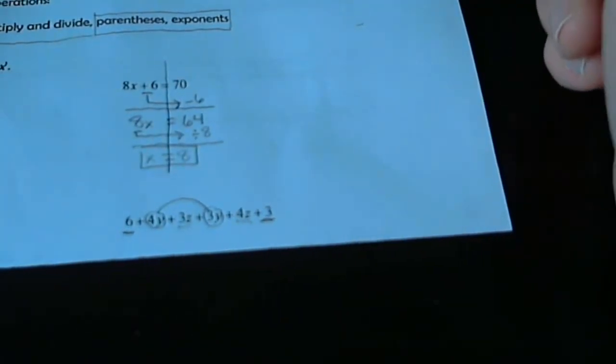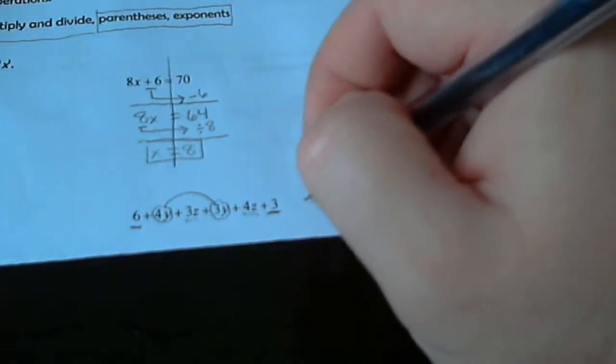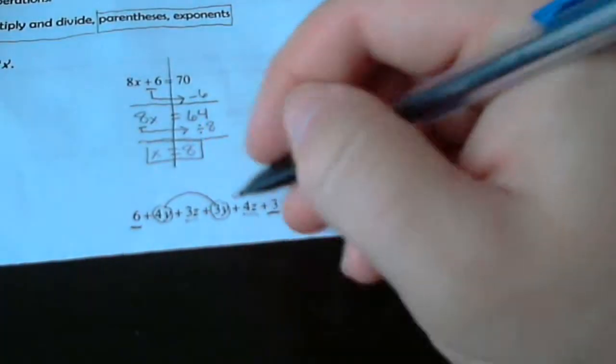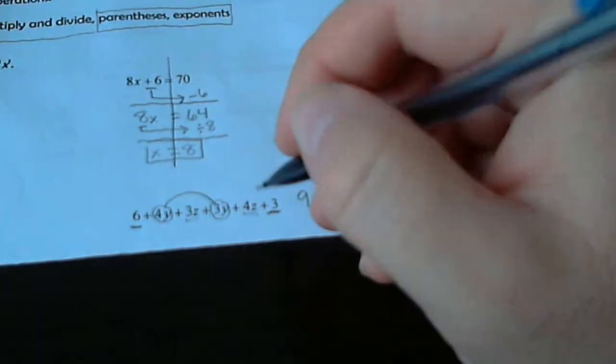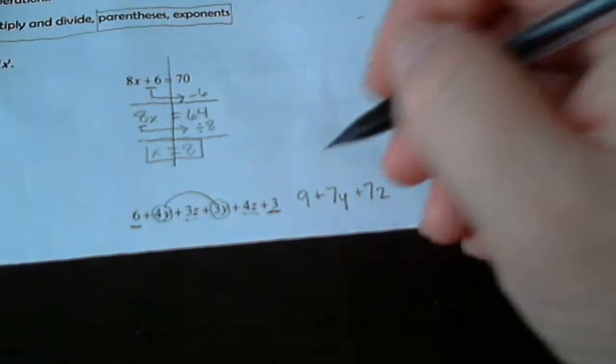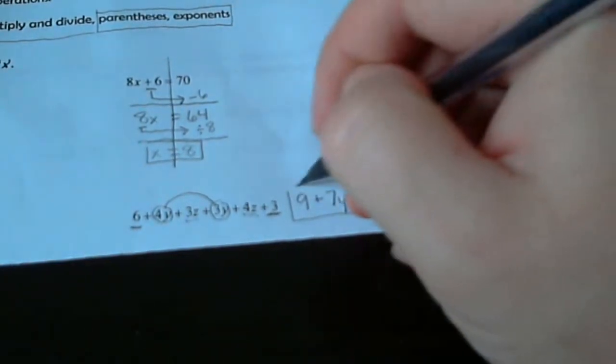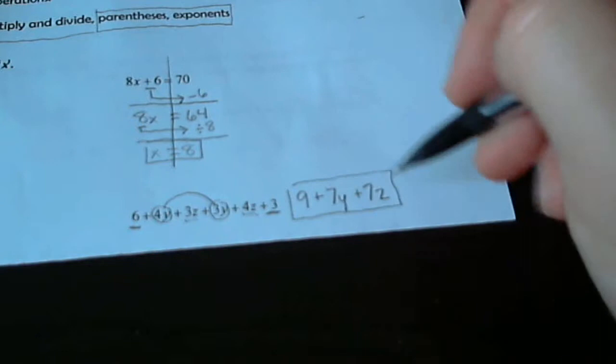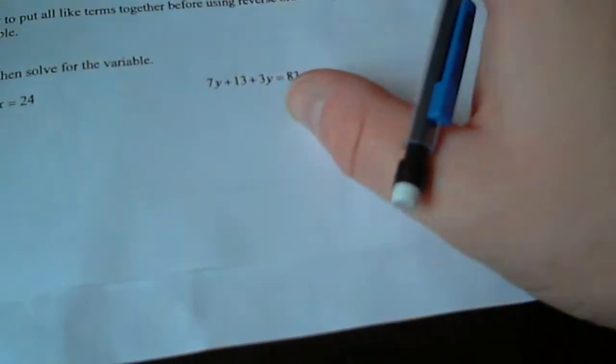And we know that this and this are going to go together. So we're going to put the z's together, the y's together, the numbers together. Okay. So 6 plus 3, we have 9, plus 4y and 3y, which is 7y, and then the z's plus 7z. Okay? And the order really doesn't matter. Normally we put the numbers at the end, but for the purpose of this exercise, the order really does not matter.